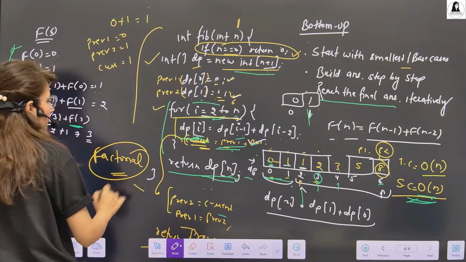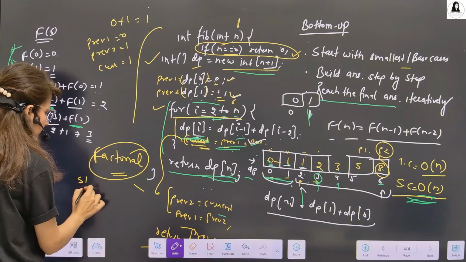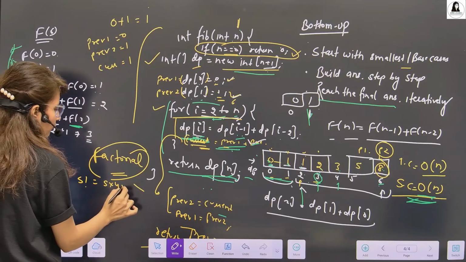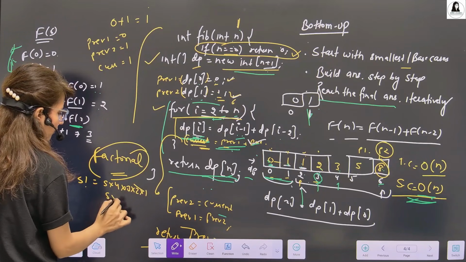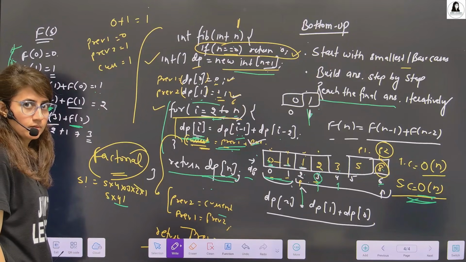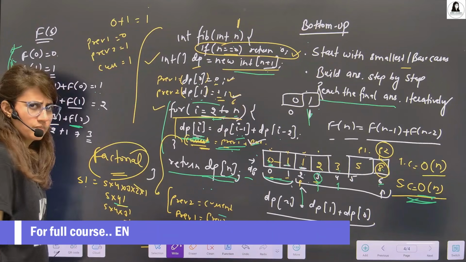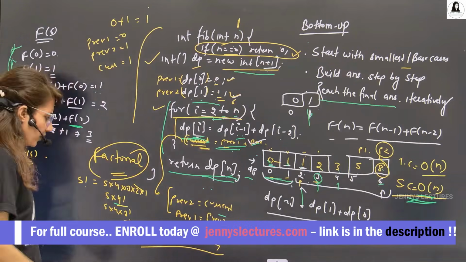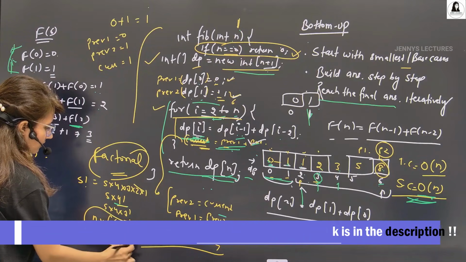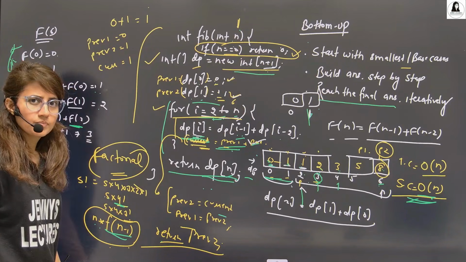Pause the video and think about this. Is it a DP problem? Suppose we calculate 5 factorial. What will it be? 5 into 4 into 3 into 2 into 1, or I can write 5 into 4 factorial. So if you know 4 factorial, you can put it here. Or I can write 5 into 4 into 3 factorial, like that. Is it a DP problem? No, it's like n into factorial of n minus 1.